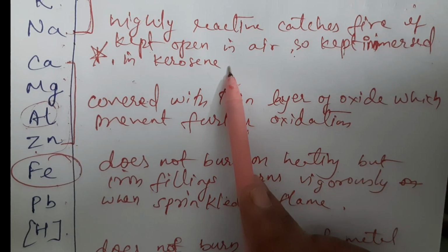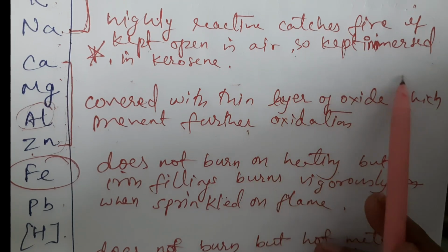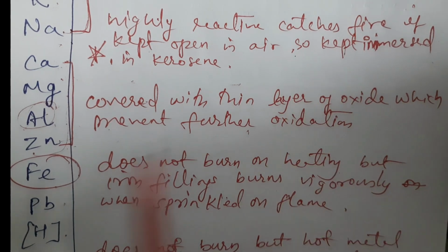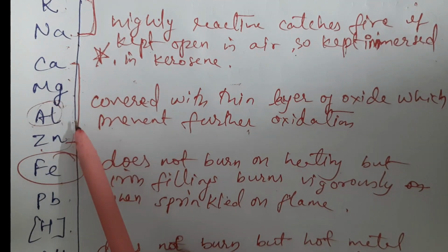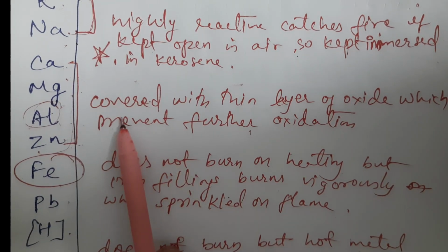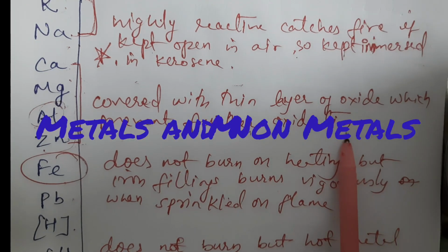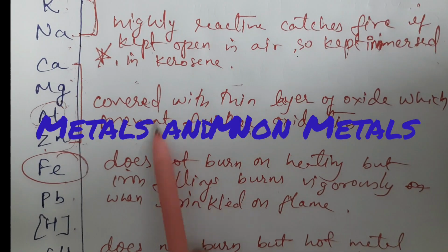This is also one of the important questions. Why are sodium and potassium stored in kerosene? Because they are highly reactive, so they catch fire with oxygen. Now coming to calcium, magnesium, aluminium and zinc. When they react with oxygen, they form a thin layer of oxide which prevents further oxidation. This property is called anodizing.